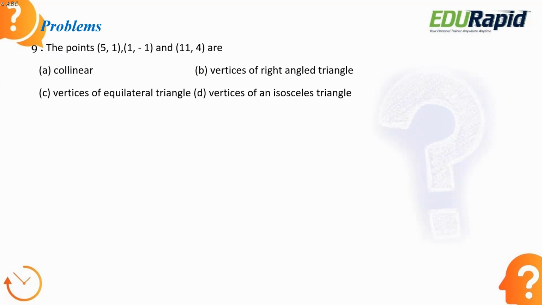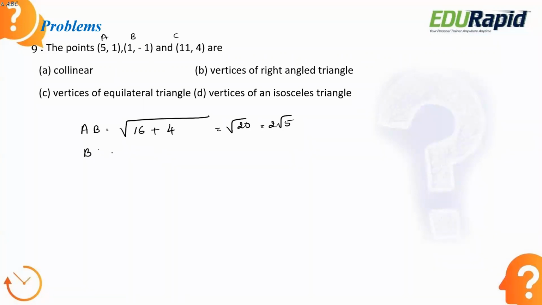What are you supposed to do here when they ask you such questions? What are we supposed to do? Use distance formula. Directly apply distance formula and check what could that be. If I consider the points to be A, B, C, what would be AB? AB is equal to 5 minus 1, 4. 4 square is 16 plus 1 minus of minus becomes plus, that is 2. 2 square is 4. So I get root 20, that is 2 root 5.